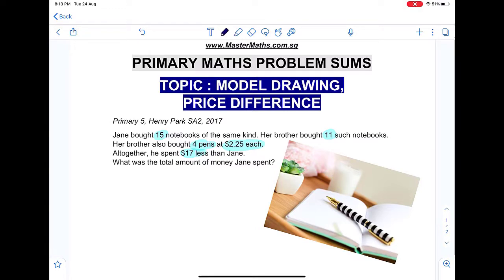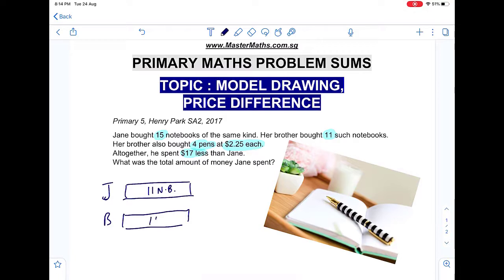Now, to get a better idea about this question, let's draw a model. For Jane, we know that she bought 15 notebooks and she spent $17 more. So this section here is the same, right? 11 notebooks for Jane and her brother. Exactly the same 11 notebooks. However, the brother also bought an additional 4 pens.